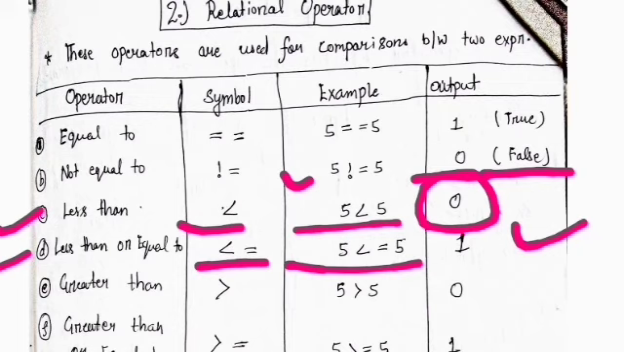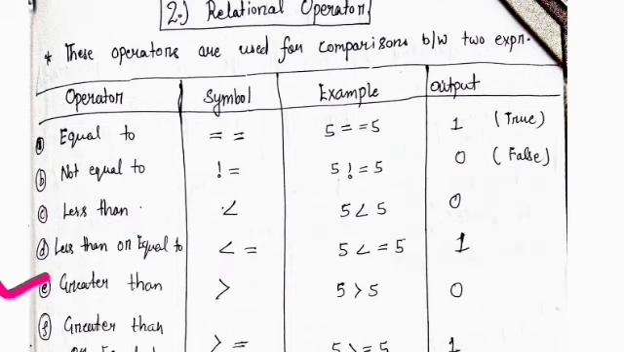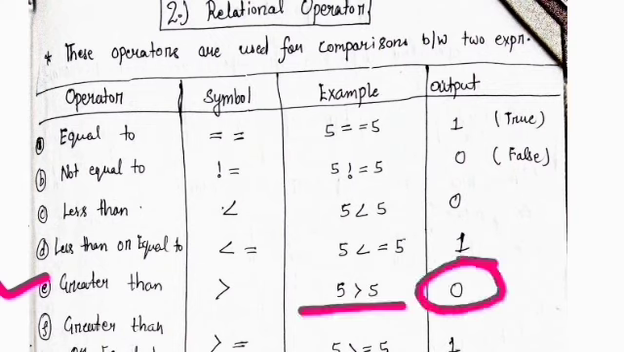Why? Because 5 is not less than 5, but 5 is equal to 5. Here the OR operator is used. So if any one is true, then the output is going to be true, meaning 1. And next is your greater than. So 5 is greater than 5? No, this is false, so the output is 0. Now next is your greater than or equal to. So 5 is greater than or equal to 5 works the same as less than or equal to. So here the output is 1.